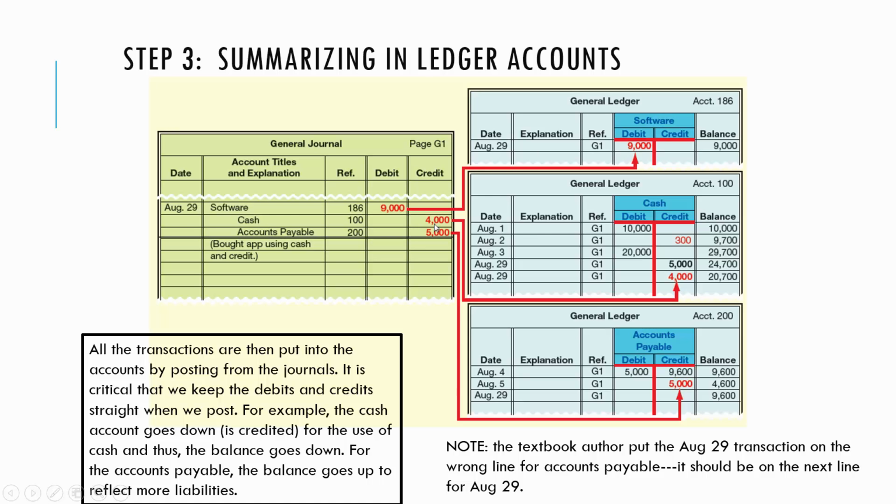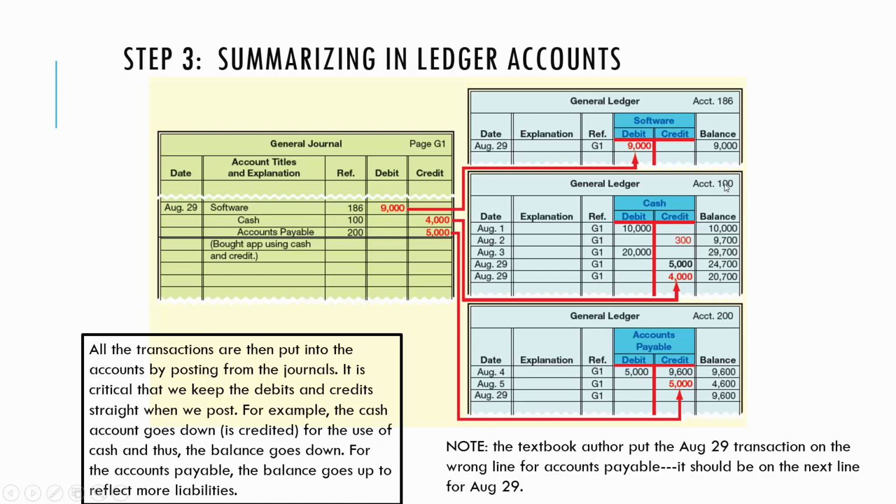This cash account goes down by 4,000. It is credited. And notice their running total that they're keeping on their ledger cards. Before this transaction, there was $24,700 in their cash account. When they make this check, they cut the check, they pay the $4,000 here, their cash account goes down by $4,000. The new balance is this.